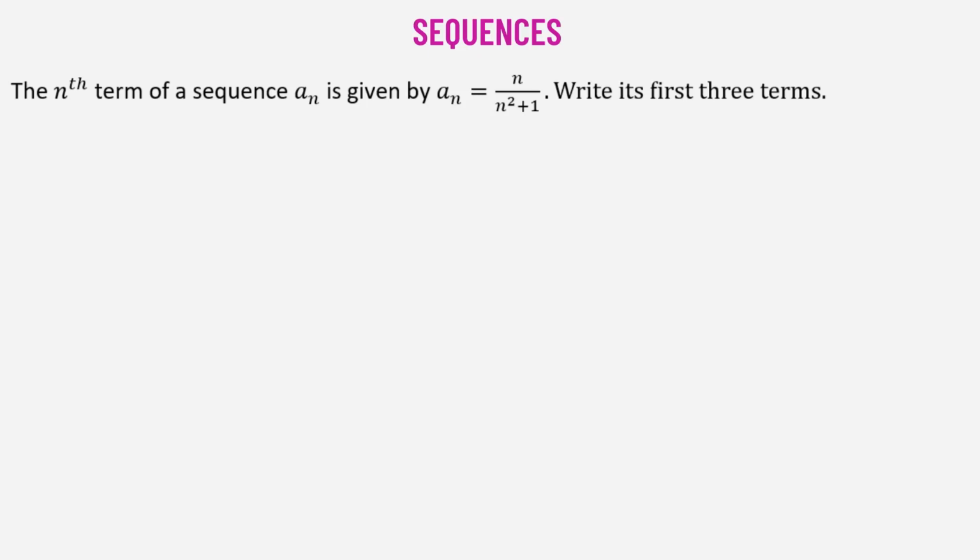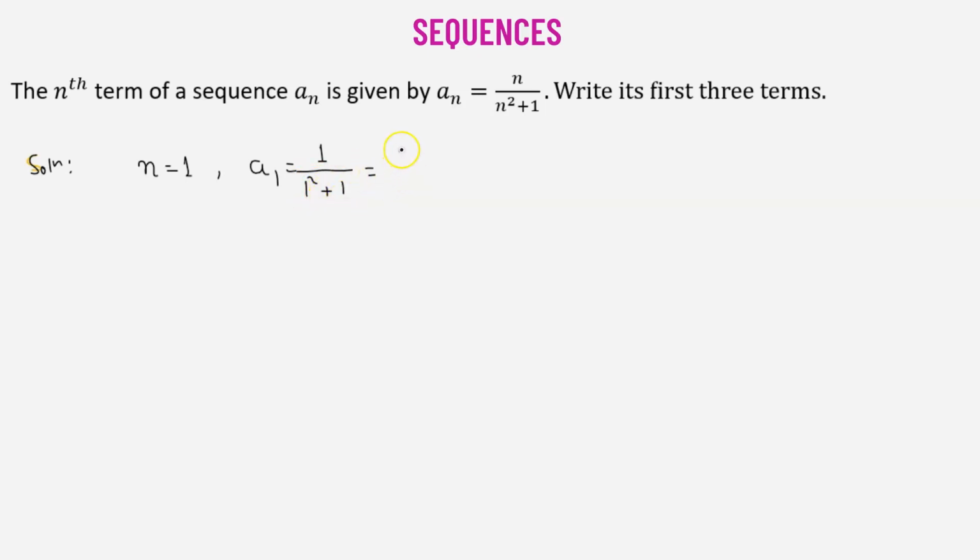The nth term of a sequence an is given by n over n squared plus 1. If we have to write its first three terms, let's begin. All we have to do is substitute the value of n with 1 to obtain the first term. So a1 will be equal to, in place of n we have 1, divided by 1 squared plus 1.